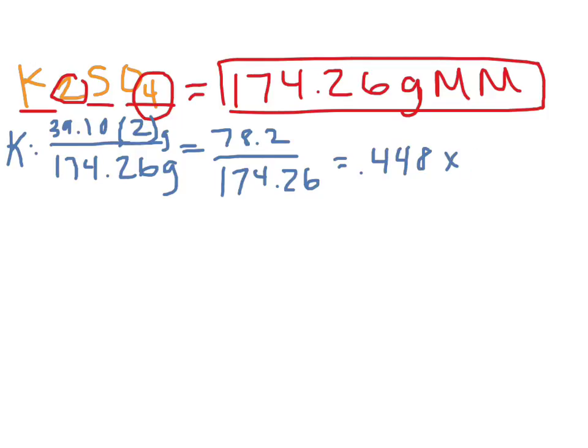You have to multiply that by 100 because you're finding the percent. This is a decimal, and to make a decimal a percent, you move it over to the right 2 spaces, or you can multiply it by 100 if you don't feel comfortable doing that. So you're just going to get 44.8% composition of K. Okay?